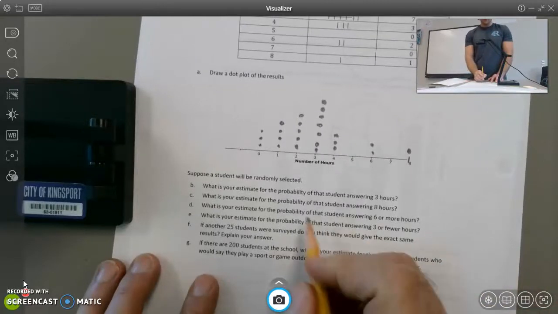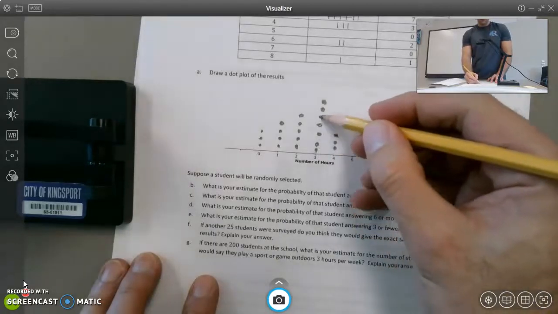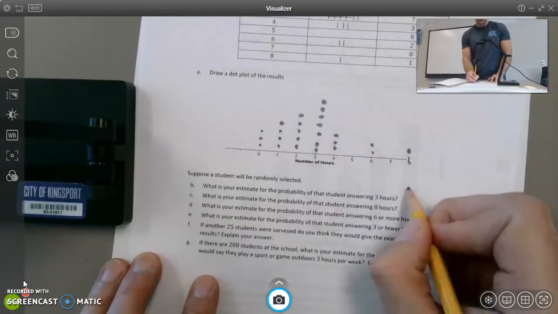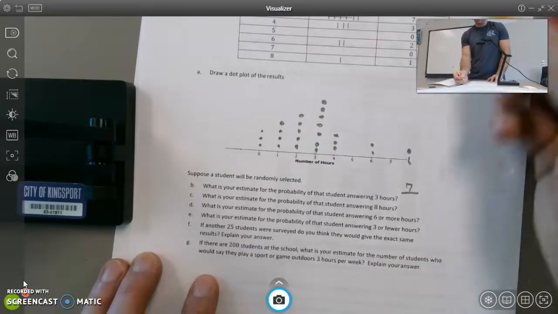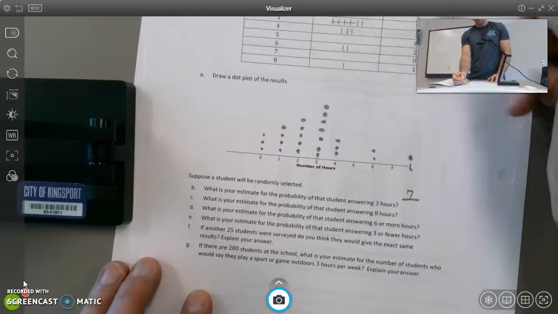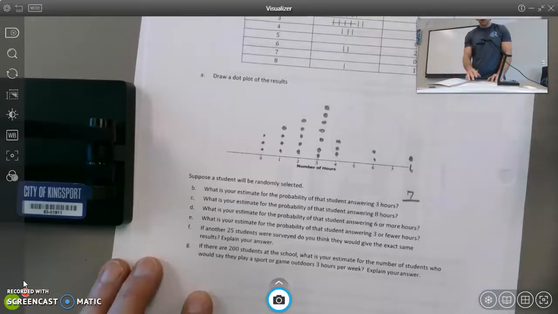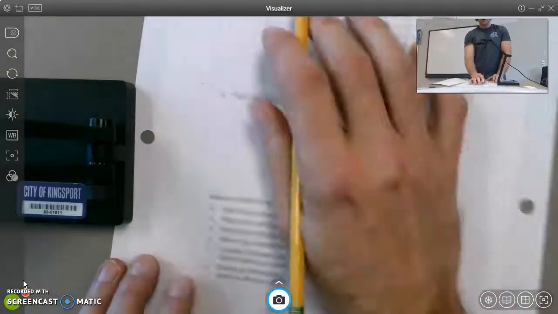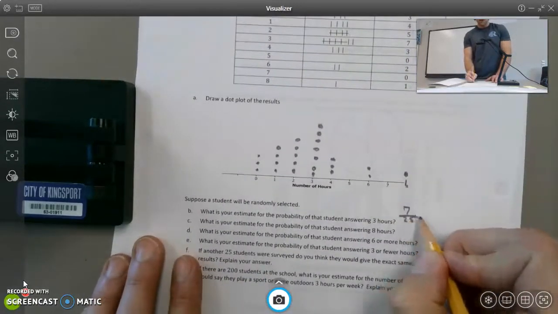What is your estimate for the probability of that student answering 3 hours? Well, 1, 2, 3, 4, 5, 6, 7 students answered 3 hours. And that is out of how many students that were surveyed? Let's check. I'm going back up to the top and counting. 1, 2, 3, 13, 22, and 3 more. It's 25. It actually says in the question, 25 students. So it's 7 out of 25.